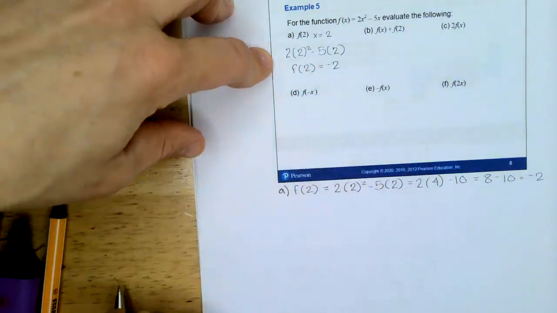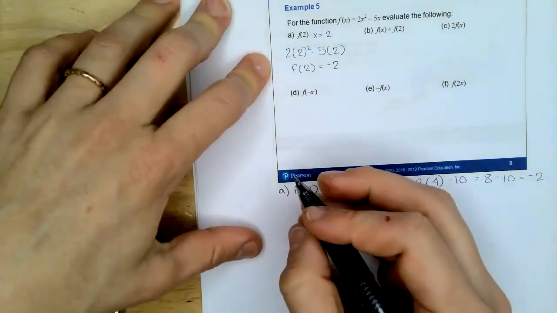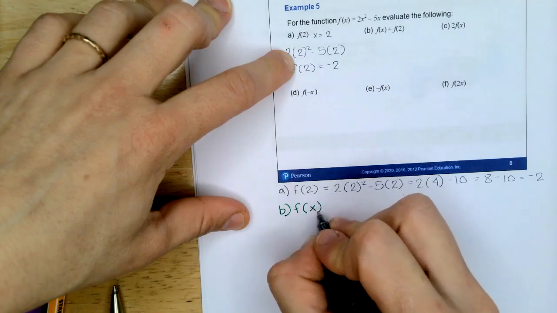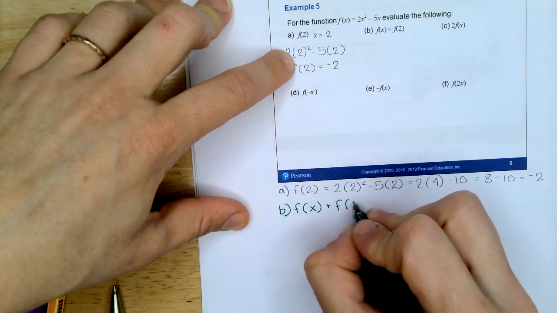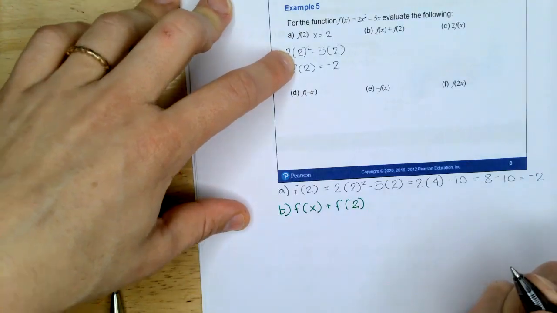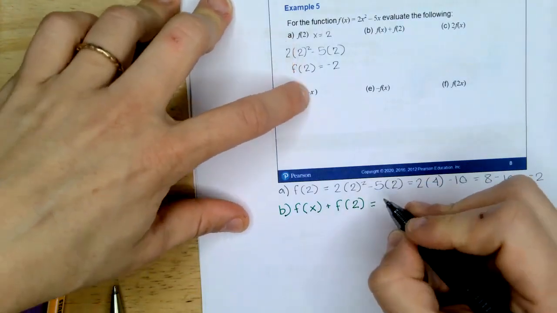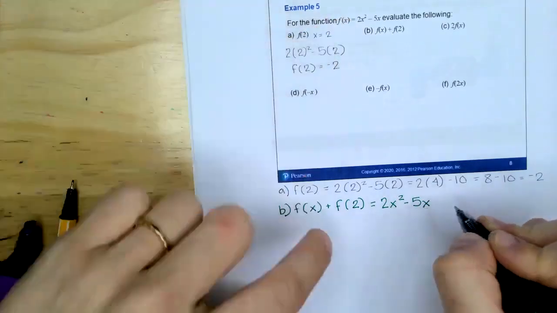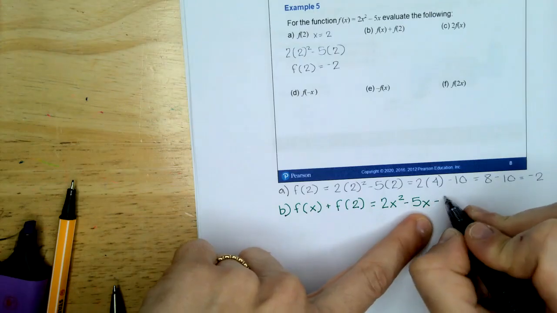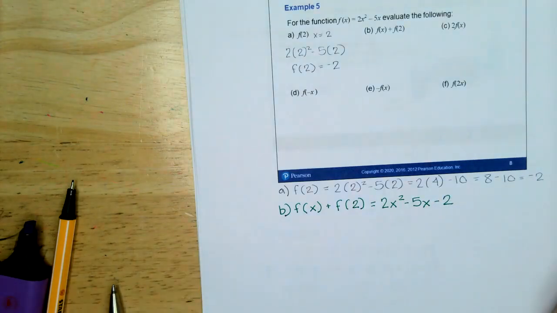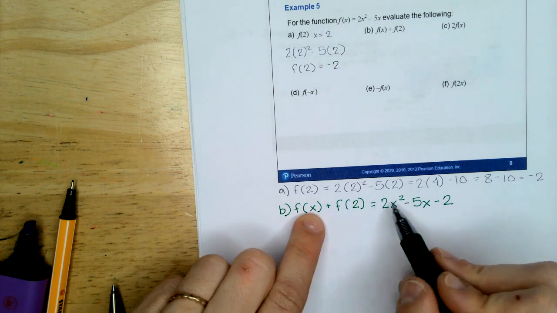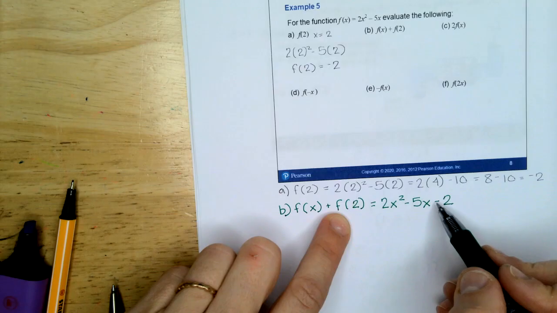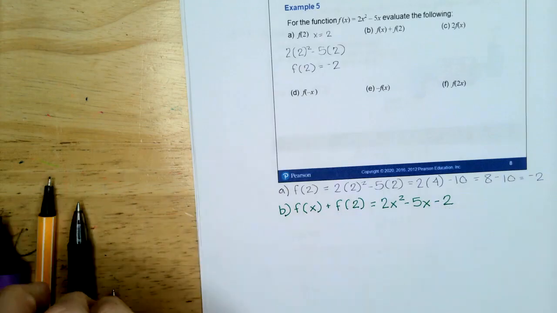Okay? B is f of x plus f of 2. F of x was 2x squared minus 5x, and f of 2, we already did it, was negative 2. So it's 2x squared minus 5x plus f of 2, but f of 2 was negative 2, so you could say plus negative 2 or just minus 2.